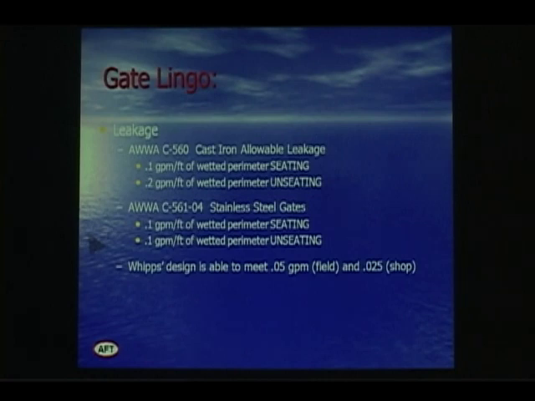So if you have a 12-inch gate, that means that the perimeter is 4 feet, which means in the seating head direction, you're allowed up to 0.4 gallons a minute of leakage. In the unseating direction, you'll allow 0.8 gallons a minute. And that's just a 1 foot, or 12-inch by 12-inch.